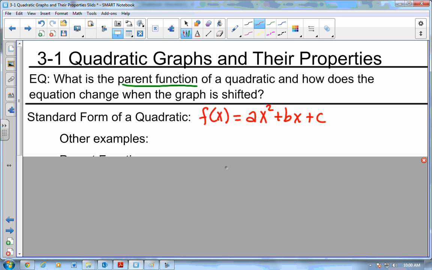Sometimes the quadratic is pretty simple. By the way, we use f of x and y interchangeably. F of x just means it's a function. Do you remember from, I'm guessing, 9th grade, what a function is?